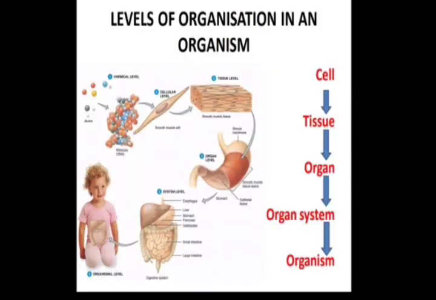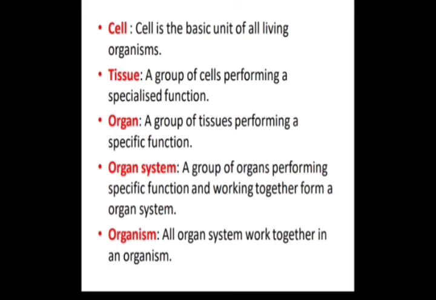Now we will understand the level of organization. What do you mean by level of organization? It is the cellular level of organization, tissue level of organization, organ level of organization, organ system level, or finally organism. Let us discuss the cell. What is it? It is the basic unit of all living beings. A few organisms such as unicellular ones perform the cellular level of organization.